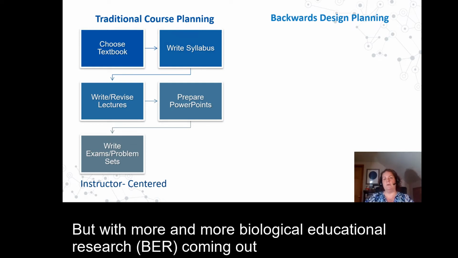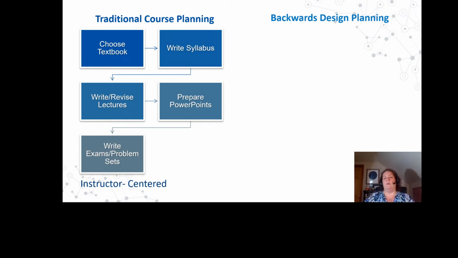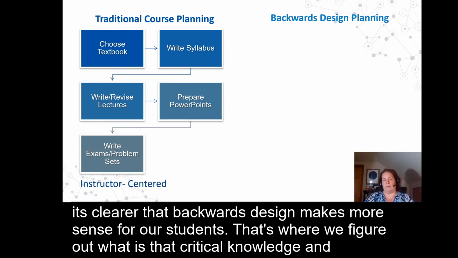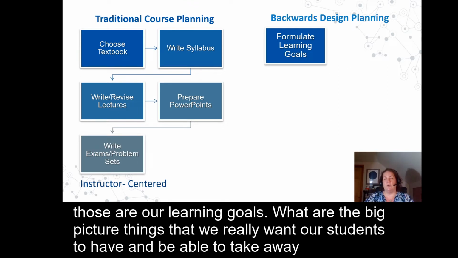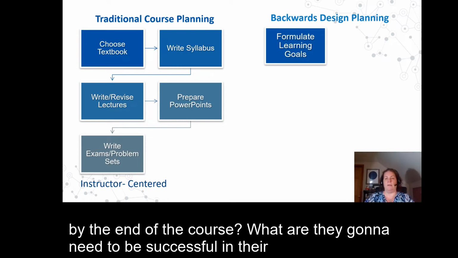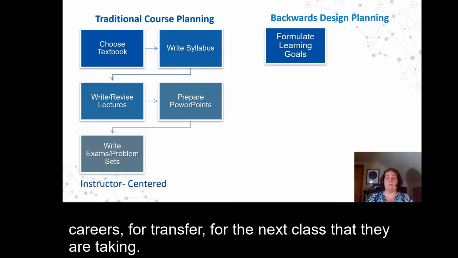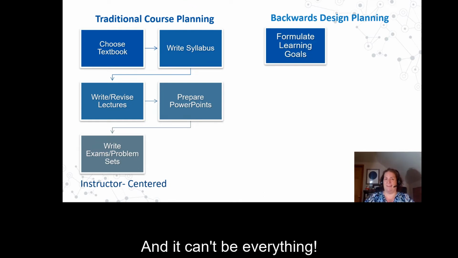But with more and more biological educational research coming out, it's clearer that backwards design makes more sense for our students. And so that's where we figure out what is that critical knowledge, and those are our learning goals. So what are the big picture things that we really want our students to have and be able to take away by the end of the course? What are they going to need to be successful in their careers, for transfer, for the next class that they're taking? And it can't be everything.